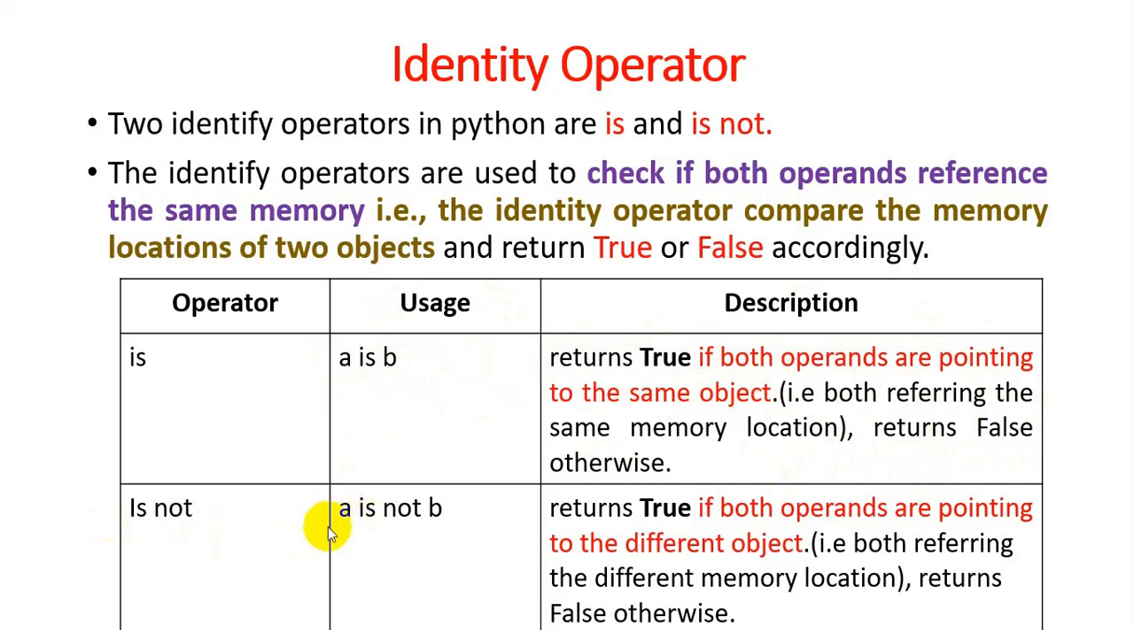For is not, we use operand A is not operand B. On the left side we have the left hand side operand, and on the right hand side we have another operand. Is not returns true if both operands are pointing to different objects. That means both operands are referring to different memory locations. Otherwise, it returns false. We will see a demo.